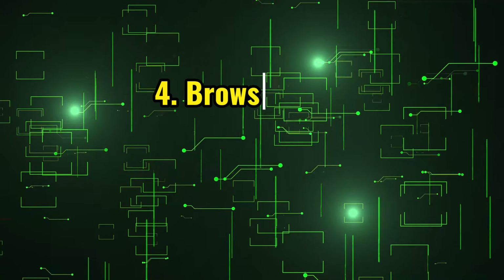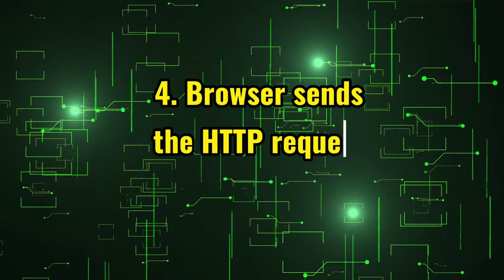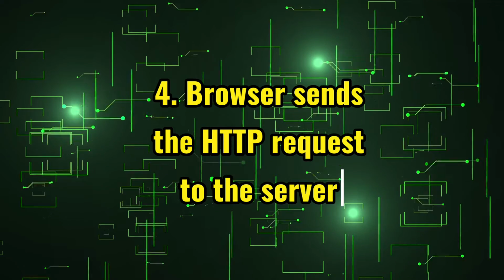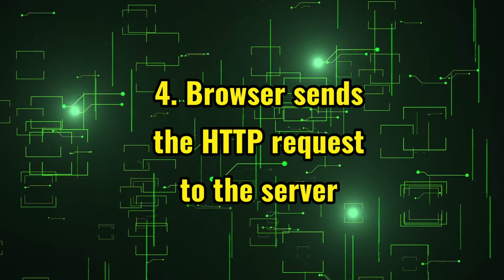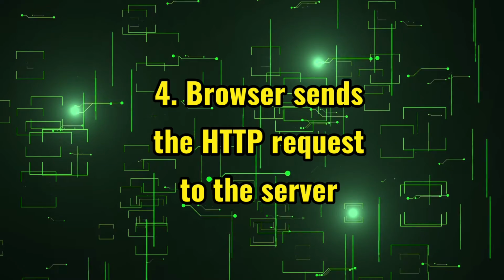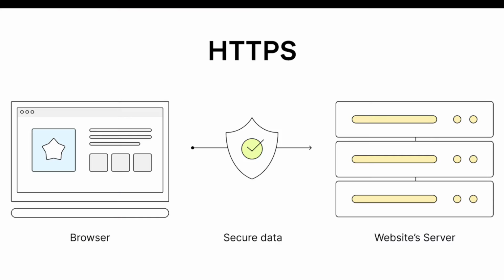4. Browser sends the HTTP request to the server. Now that the browser is connected to the server, it complies with the HTTPS protocol's requirements for communication. In order to request the contents of the page, the browser first sends an HTTP request to the server. A request line, headers or request-related metadata, and a body make up an HTTP request.